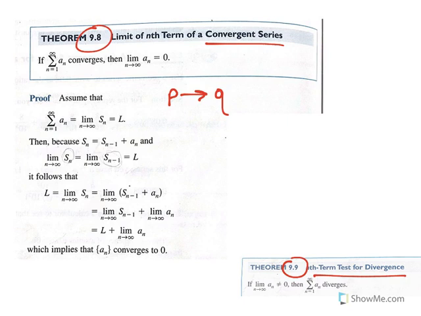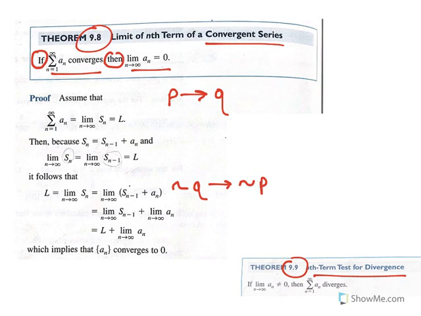Theorem 9.8 is a conditional statement. If P, then Q, or we can write P implies Q. It is a conditional statement. Theorem 9.9 is the contrapositive of this conditional statement. It is not Q implies not P. So let's look at the two theorems.